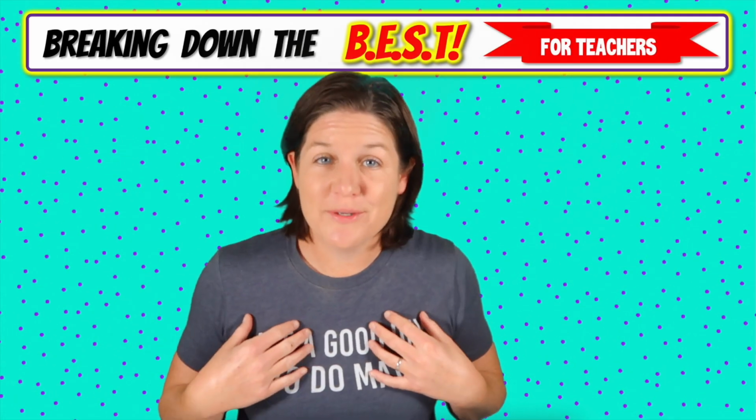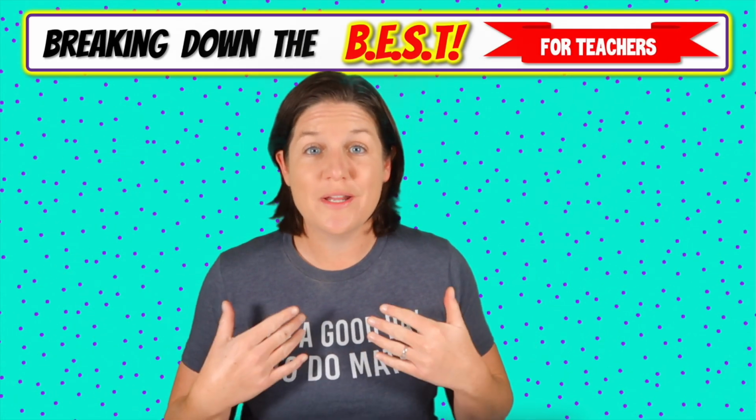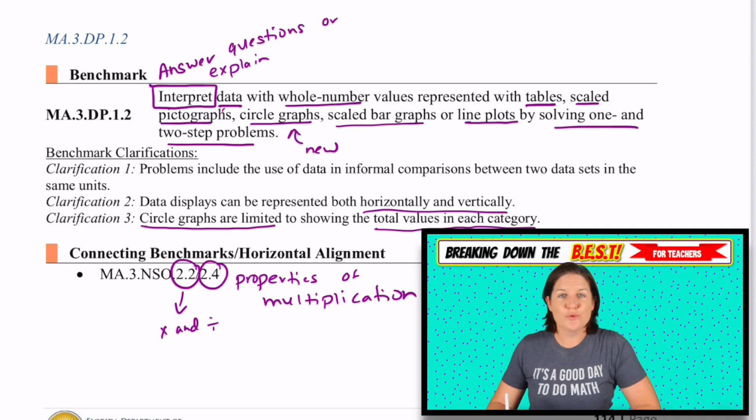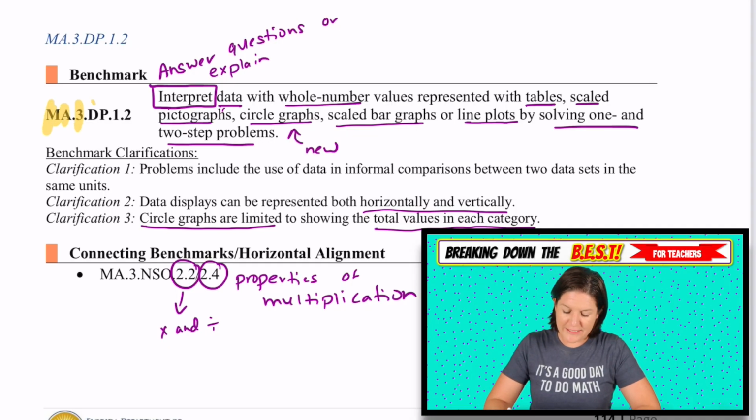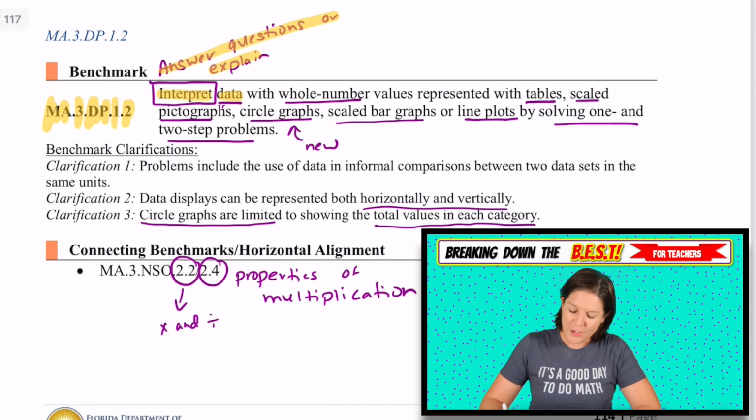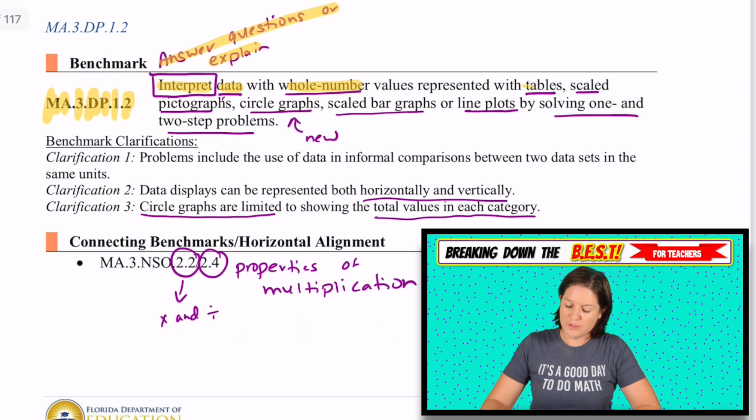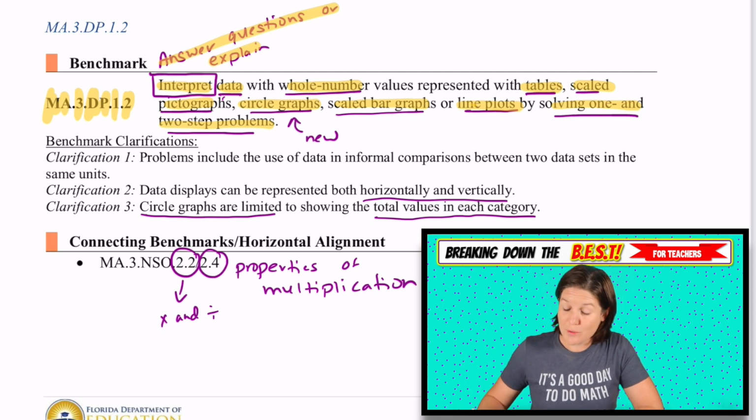Hey everyone. My name is Sarah McCarthy and I am super excited that you are joining me as we break down the following standard. Today's standard is MA.3.DP.1.2. And this standard says to interpret data, which means to answer questions or explain data with whole number values represented with tables, scaled pictographs, circle graphs, scaled bar graphs, or line plots by solving 1- and 2-step word problems. You know how much we love those 2-step word problems, y'all.